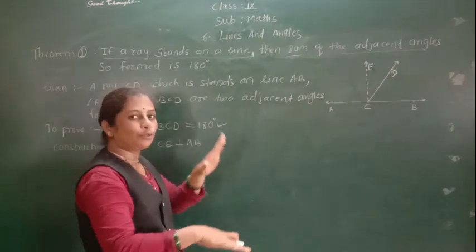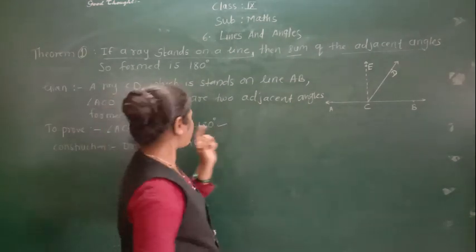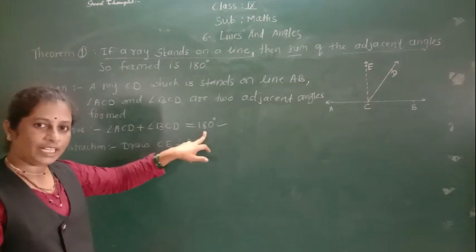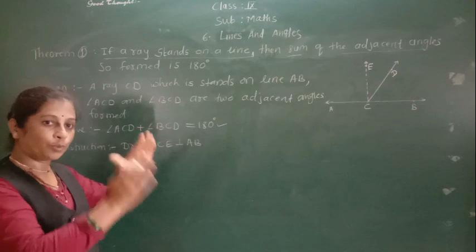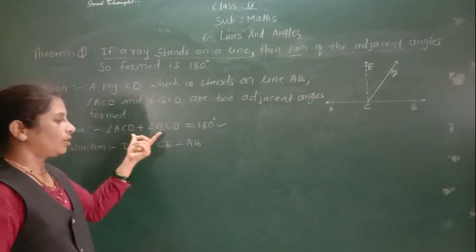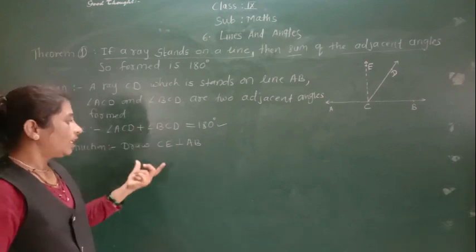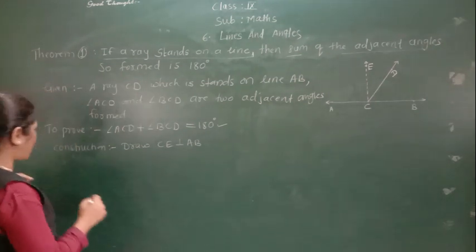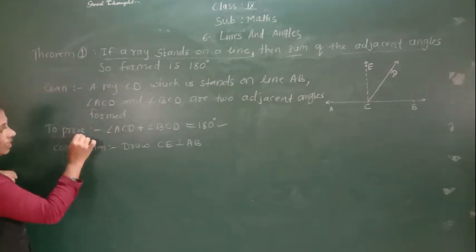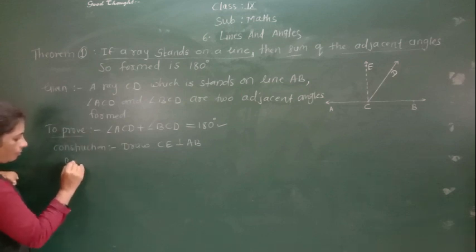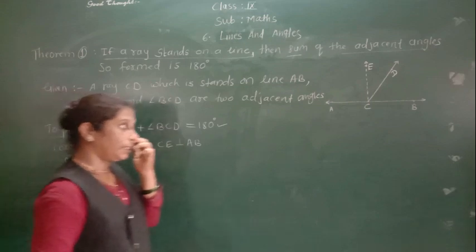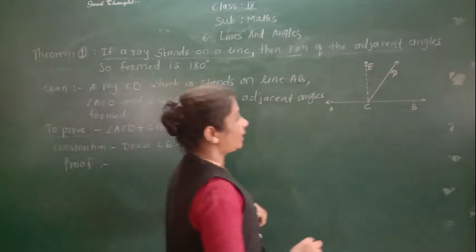Now we will start to prove that: how angle ACD plus angle BCD equals 180 degrees. When you start to prove using whatever is given and whatever statement we need, that is called proof. We are now starting to prove these statements. So that is called proof.